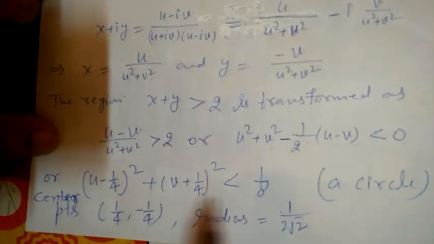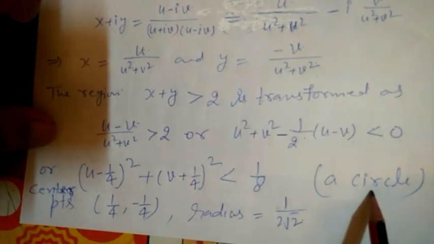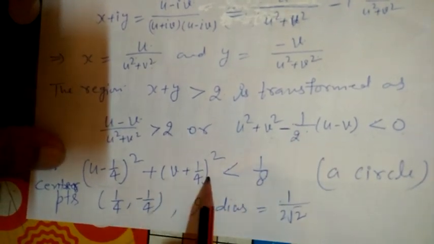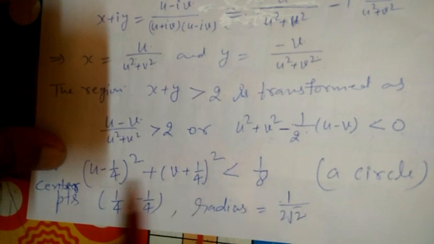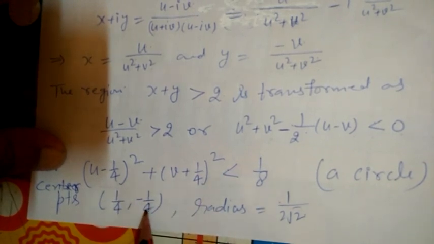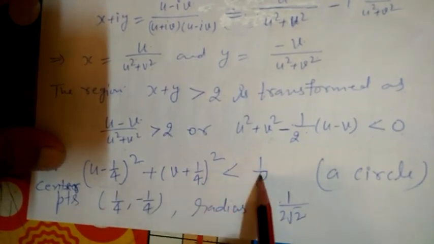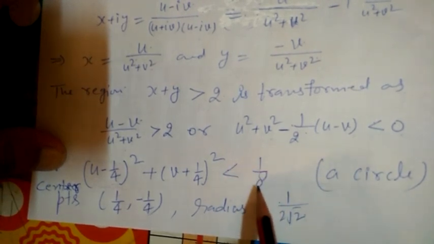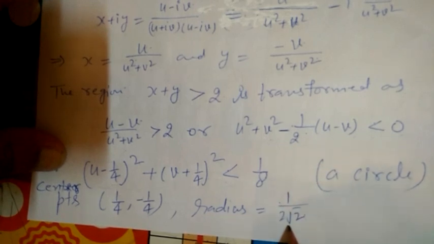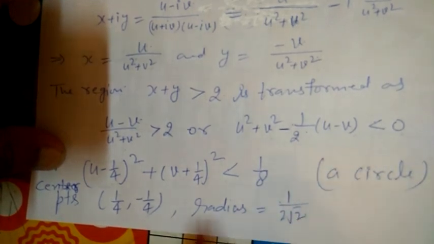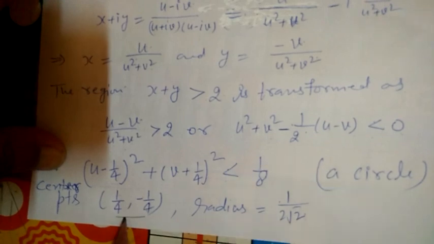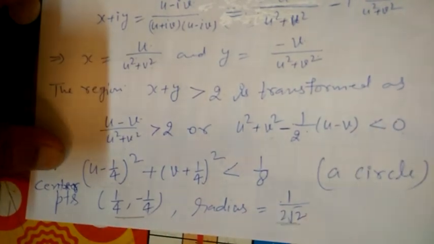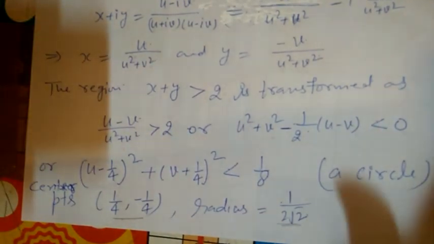So this represents the equation of a circle. The center point of this circle is 1 upon 4 and minus 1 upon 4, and the radius of this circle is 1 upon 2 root 2. That is, this is equal to 1 upon 8, so the radius is 1 upon 2 root 2. This is the center point, and this is the radius of the circle.